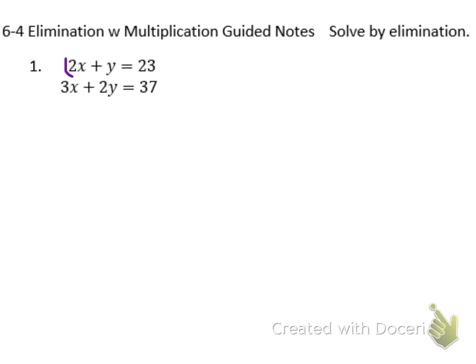So I'm going to multiply the top equation by 3. That will get my x's to 6. So we'll distribute this. We'll get 6x, 3 times y is 3y. And then on the right side, 23 times 3 is 69.